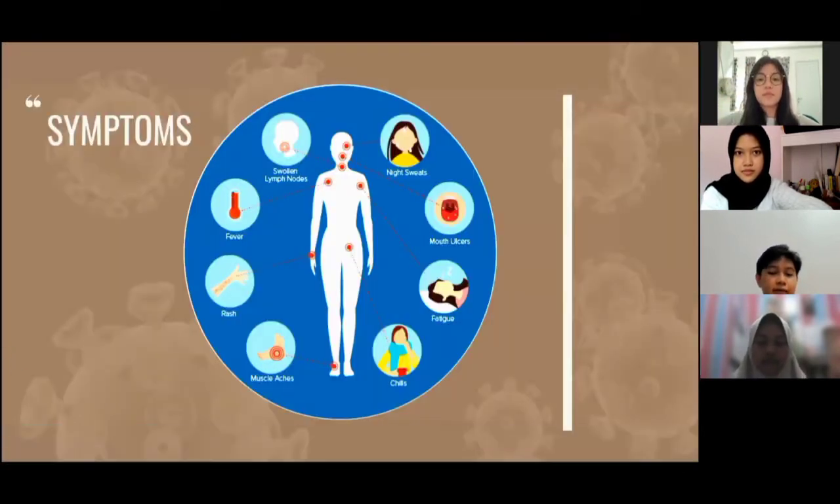HIV symptoms. Some people have flu-like symptoms within 2 to 4 weeks after infection, called acute HIV infection. The symptoms may last for a few days or several weeks. Possible symptoms include fever, chills, rash, night sweats, muscle ache, sore throat, fatigue, swollen lymph nodes, and mouth ulcers.